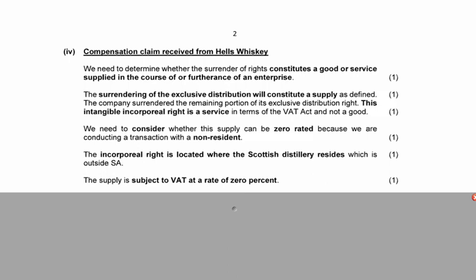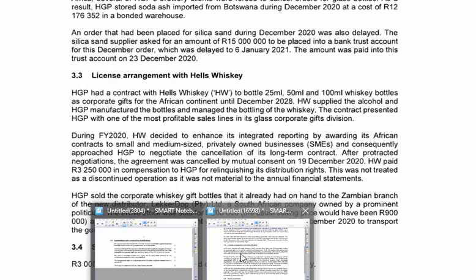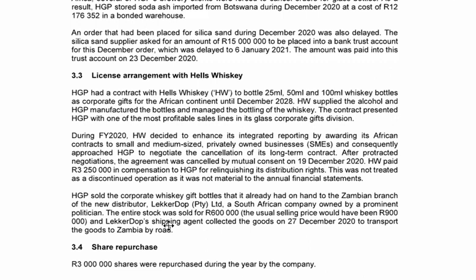We still haven't done the subsequent sale. Let's go back to the question and discuss it. It says HGP sold the corporate whiskey bottles that it already had on hand to the Zambian branch of a new distributor, Lekker Dop Pty Limited, a South African company owned by a prominent politician. The entire stock was sold for 600,000. The usual selling price would have been 900. And Lekker Dop shipping agent collected the goods on 27 December 2020 to transport the goods to Zambia by road.